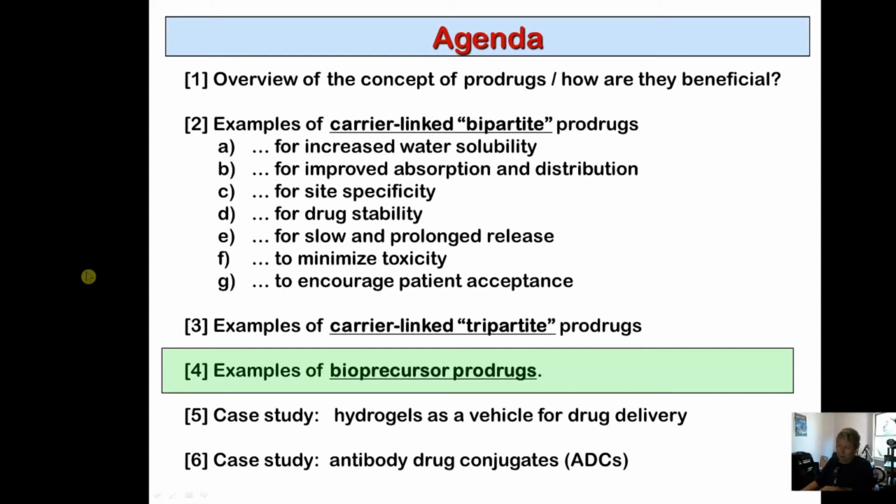So we're going to continue our lectures on the concept of prodrugs and drug delivery systems. As you remember, we're entering this bioprecursor prodrug section, which are a specific type of prodrugs that are usually activated by reactions like oxidation or reduction.